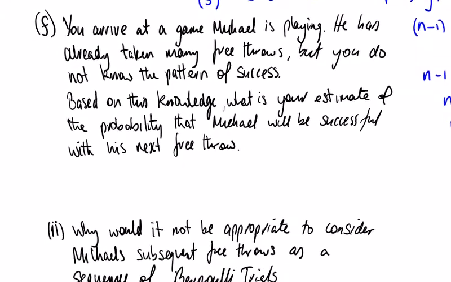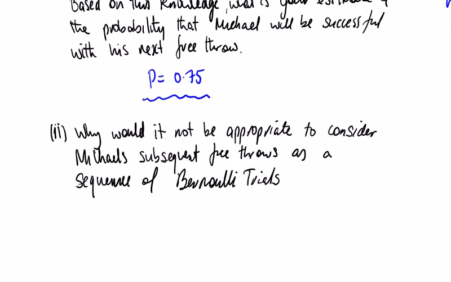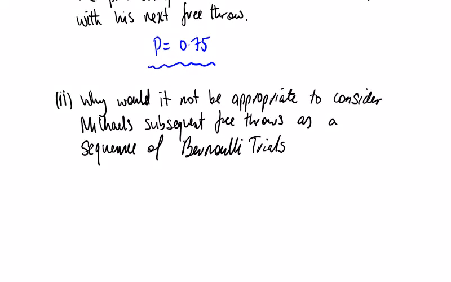You arrive at a game Michael is playing. He's already taken many free throws, but you do not know the pattern of success. Based on this knowledge, what is your estimate that the probability that Michael will be successful on his next free throw? Well, we worked out earlier that p was equal to 0.75 in the long run, so that has to be the answer here.